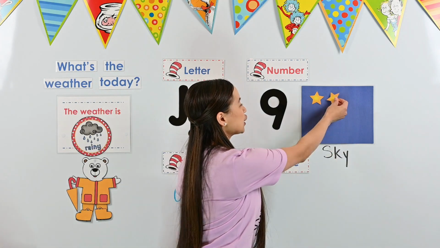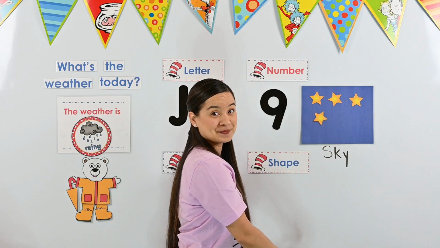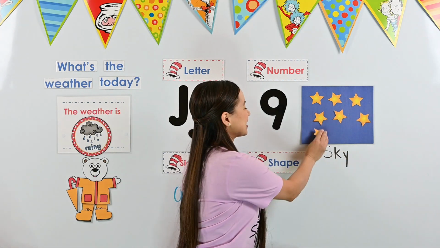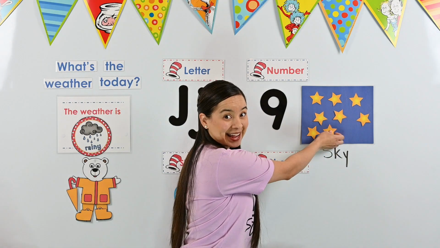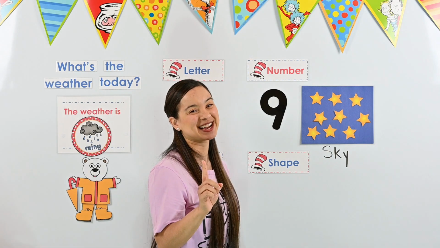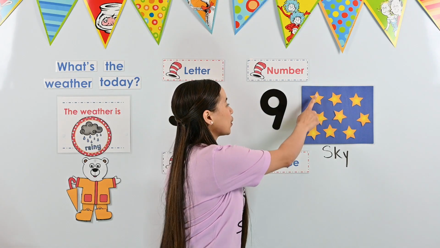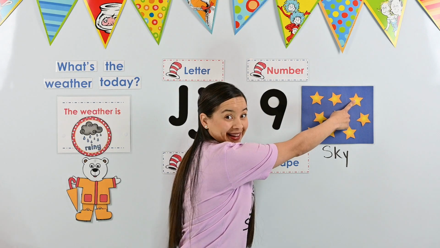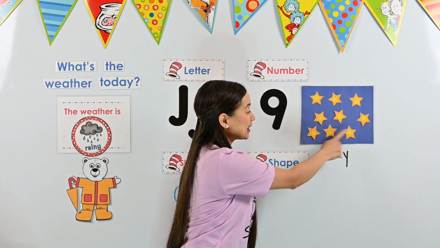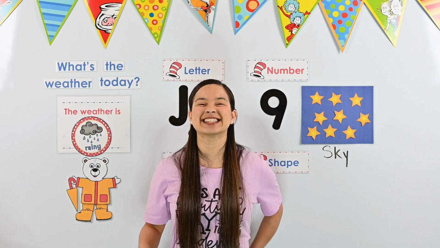1, 2, 3, 4, 5, 6, 7, 8, 9. Great work, friends. Let's count one more time, just to be sure. I'm going to point so we can keep track of the ones we've already counted. 1, 2, 3, 4, 5, 6, 7, 8, 9. We did it. We have 9 stars in the sky.